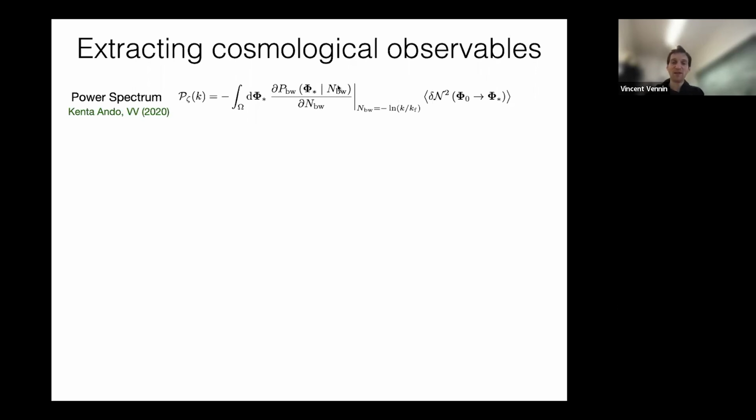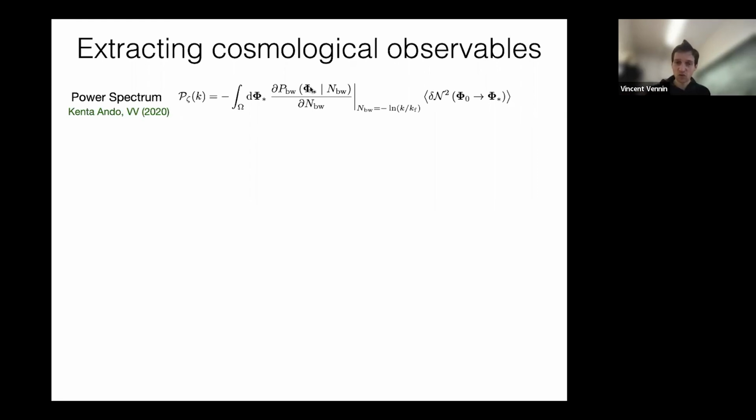So let me explain what it means. You take a certain scale k at which you want to measure the power spectrum. You know that that scale crosses out the Hubble radius, say, I don't know, 50 e-folds before the end of inflation. Then you ask the question, where is the field 50 e-folds before the end of inflation? The answer is stochastic. In the classical picture, there is a deterministic answer to that question. In the stochastic world, there is not.